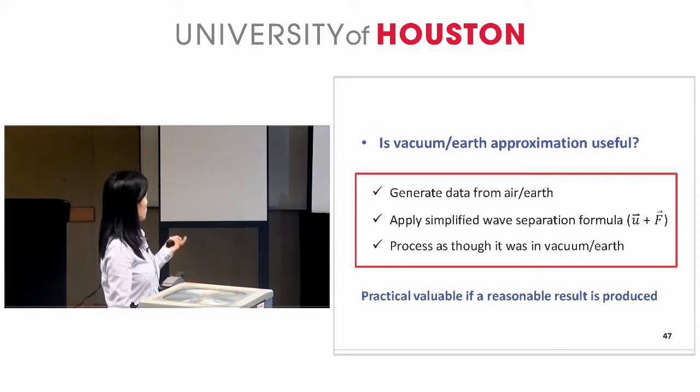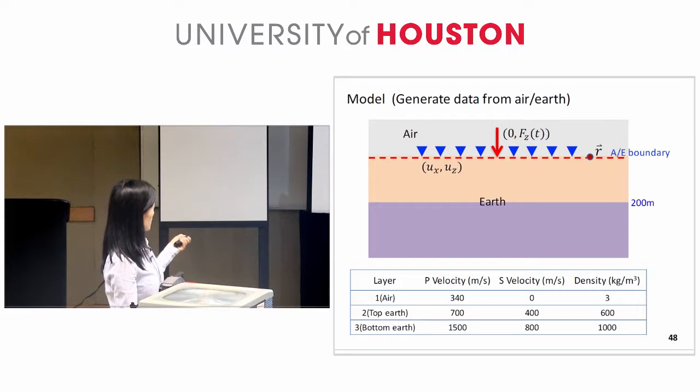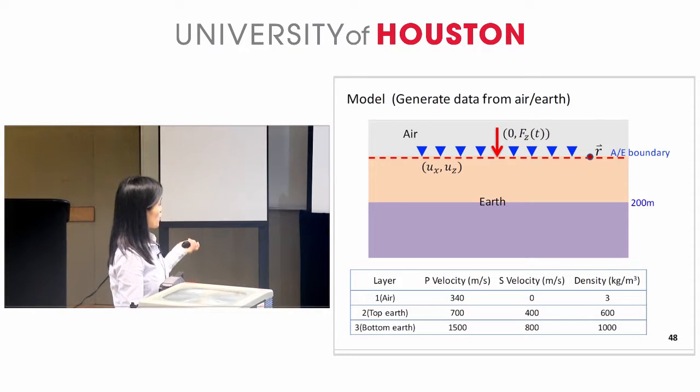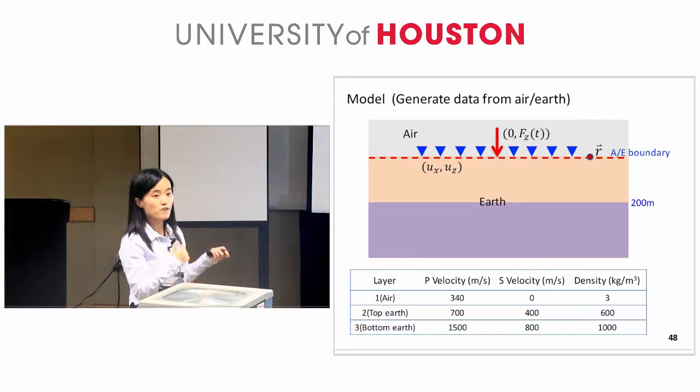And this is the model we are using here. It's very simple: an air half space and a two-layered Earth. The source is a vertical force for simplicity and is acting on the air's boundary. The receivers are right below the air's boundary. They measure the multi-component displacement. So here, the f of z information is assumed known, and it is actually a time function.